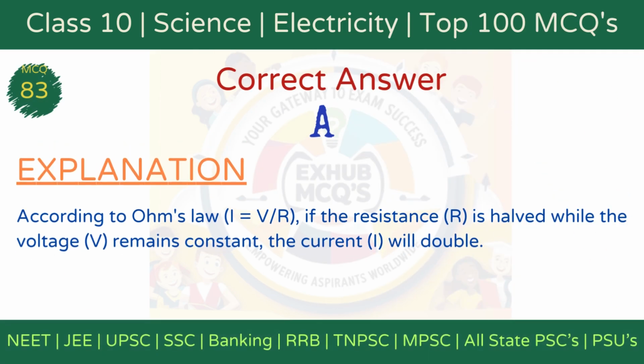The correct answer is option A, doubles. Explanation. According to Ohm's law, I equals V divided by R. If resistance is halved while voltage remains the same, then current doubles as resistance is inversely proportional to current.